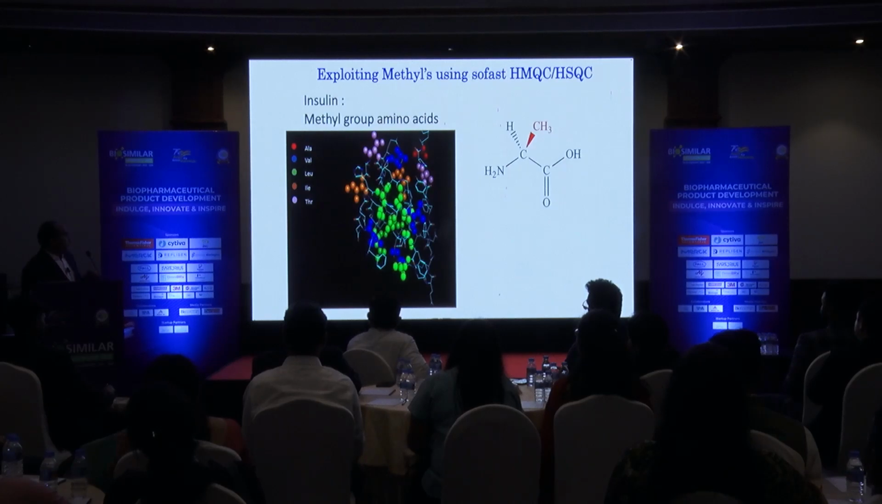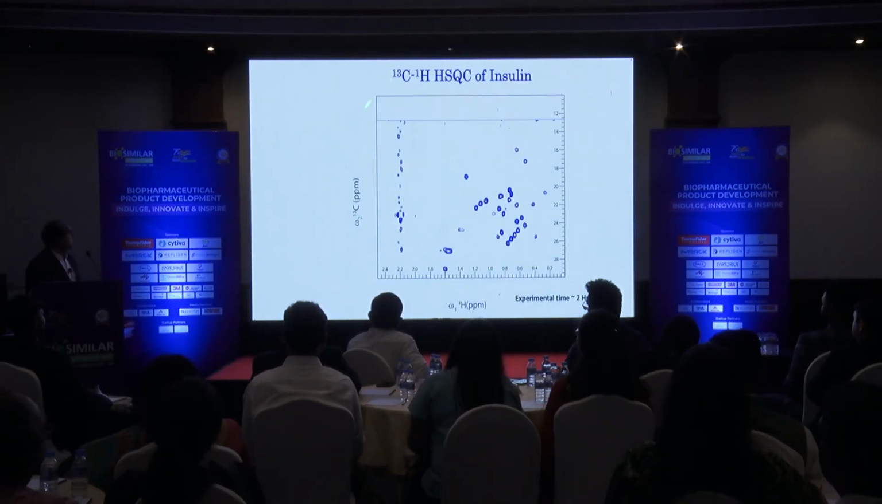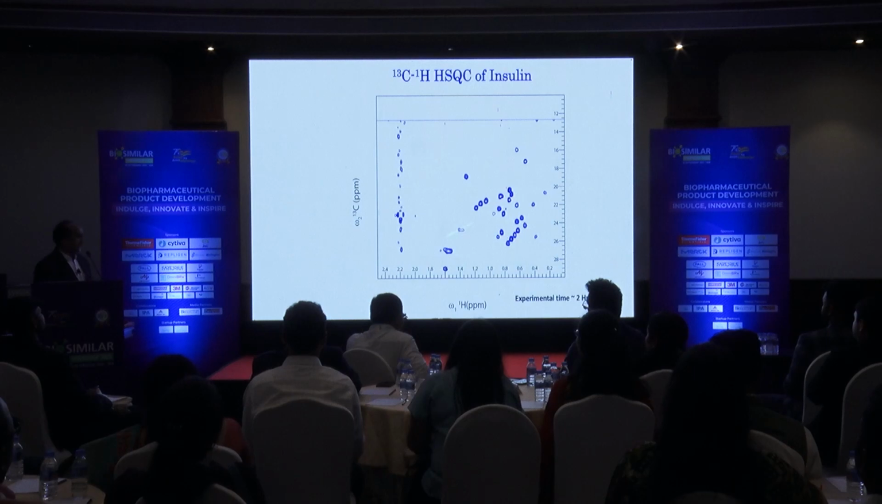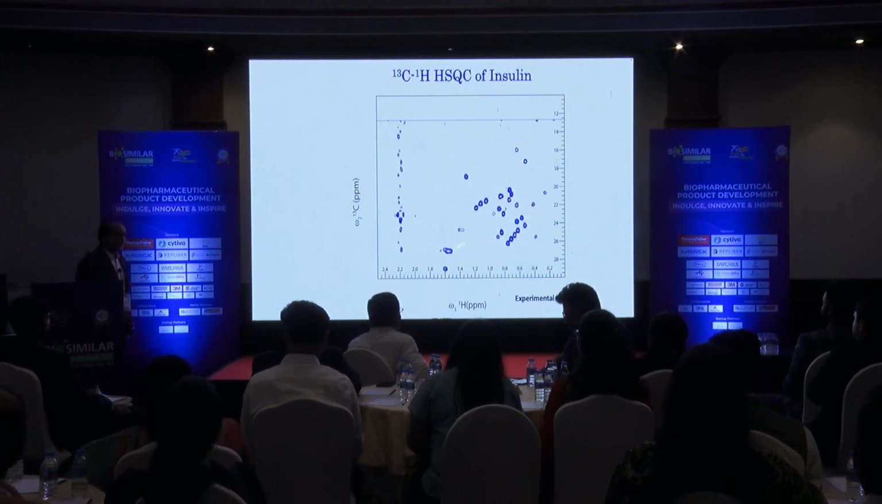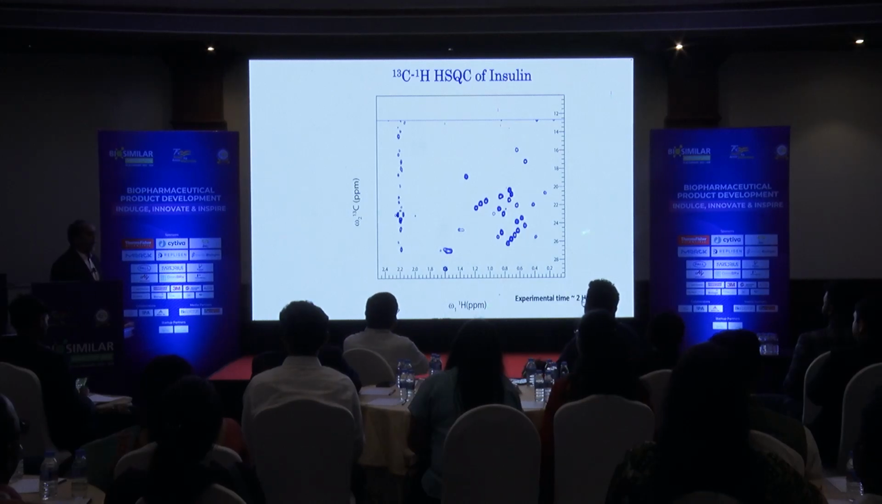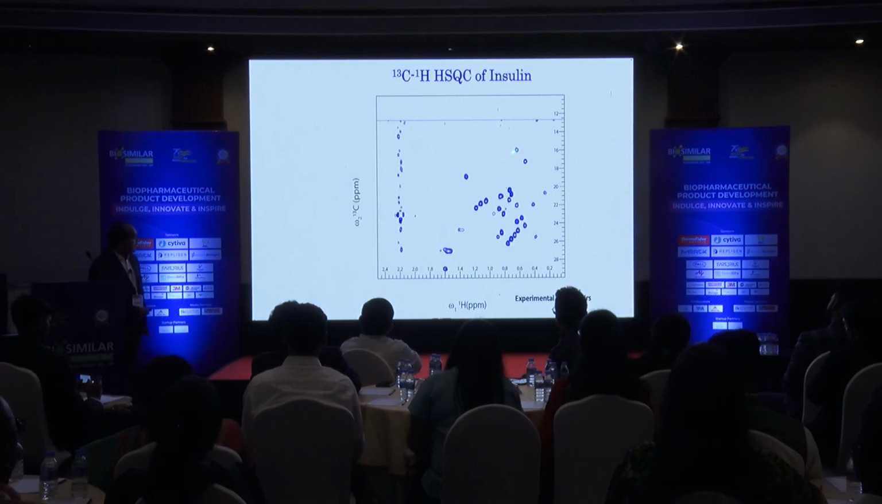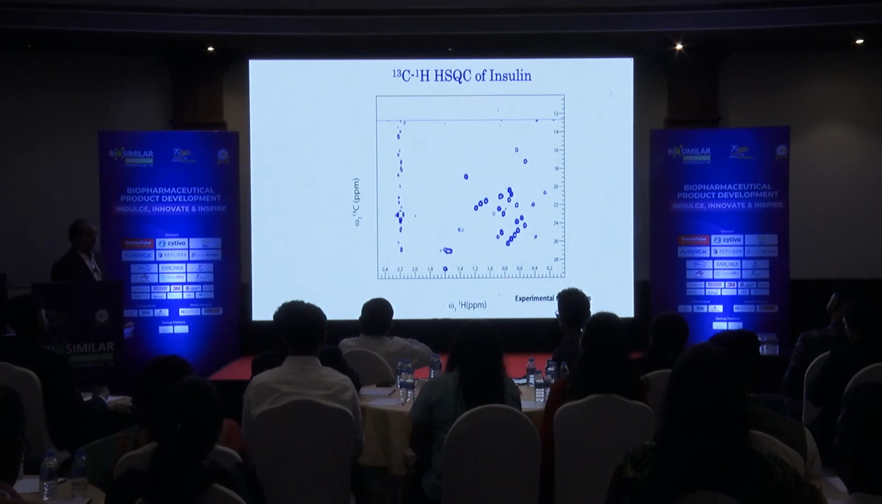Next, please. So we recorded this 13C HSQC or HMQC in a fast manner using TROSY, transverse relaxation optimized spectroscopy, and in about 2 hours you can get an insulin spectrum, a beautiful insulin spectrum. Now again, here each peak represents one of the methyl groups. So you can even assign these methyl groups. For that you have to combine, of course, 2D NOESY.